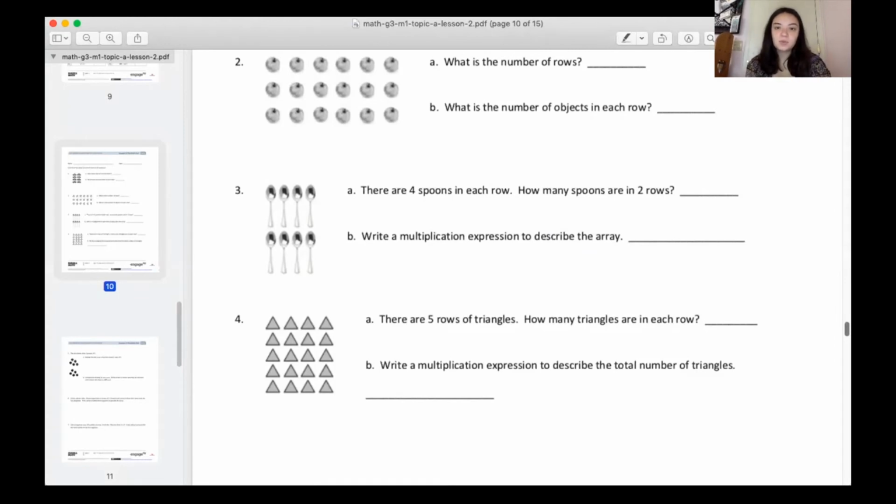How many spoons are in 2 rows? This is kind of like our multiplication sentence, and that's what part B is asking us to do. So you can add 4 plus 4, you can count, and then we have to write our multiplication sentence. 4 plus 4 is 8, and write a multiplication expression. We have 2 rows, so 2 groups, and there are 4 spoons in each row. So 2 times 4 equals 8.